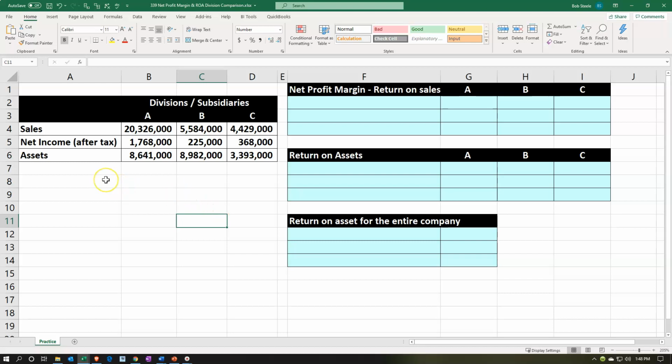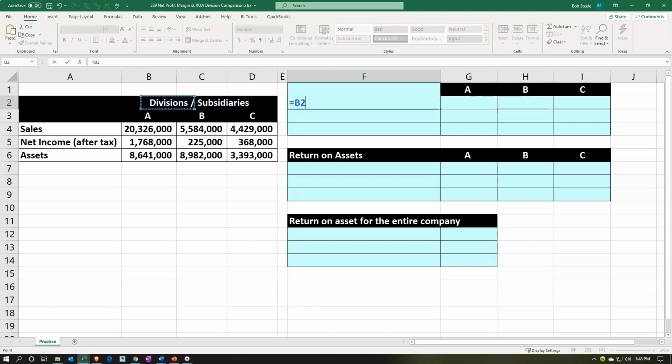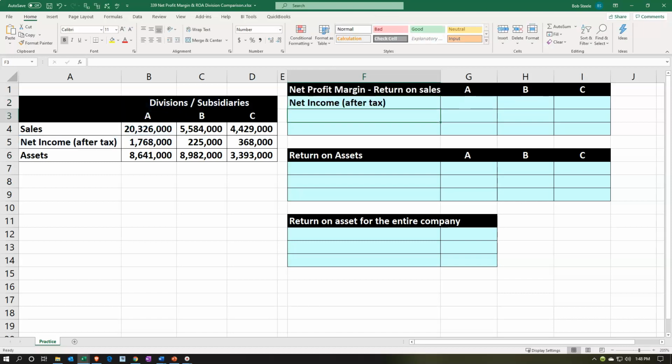All right, so we've got our information: sales, net income, and assets. We're going to take a look at the return on sales or the net profit margin, which is going to be the net income. So we're going to be picking up the net income performance, and then we're going to be comparing that to the sales performance, the top line. We're comparing an income statement account to an income statement account.